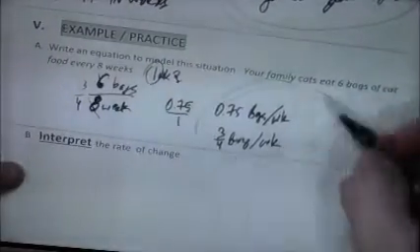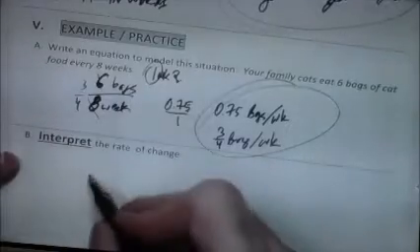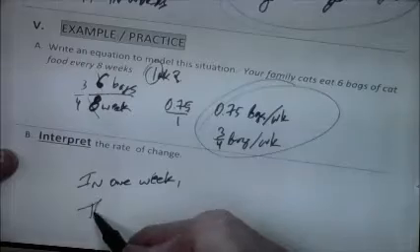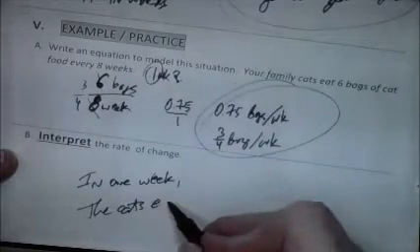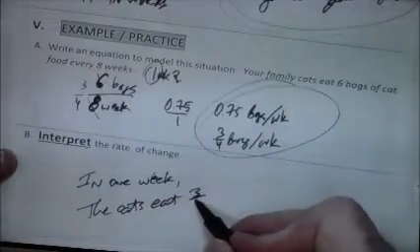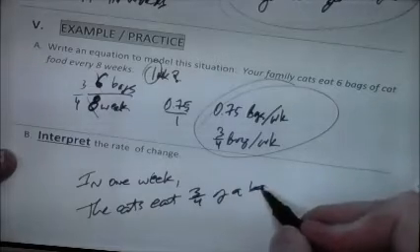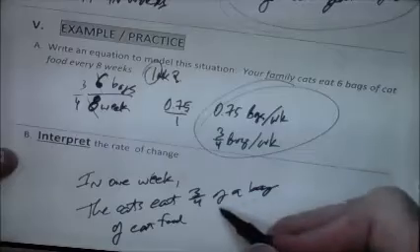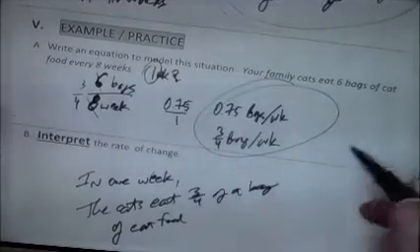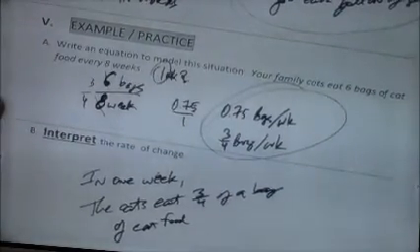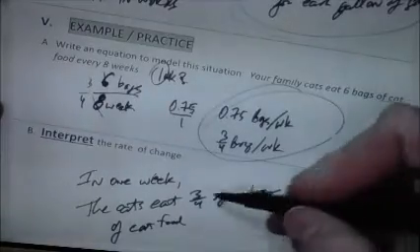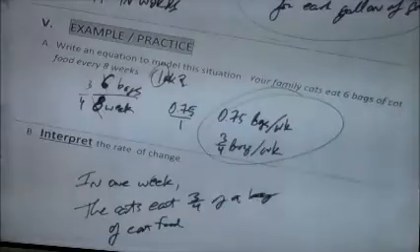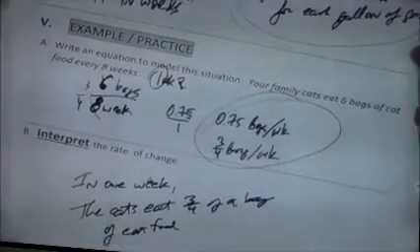Interpret means to say this in words. So in 1 week, the cats eat 3/4 of a bag of cat food, or 0.75 of a bag. I could accept 0.75. I think 3/4 makes sense, but that's good enough. The numbers don't have to be written as 3-quarters. You can write 3 over 4, and that's good. But the rest of the sentence has to be a normal sentence.